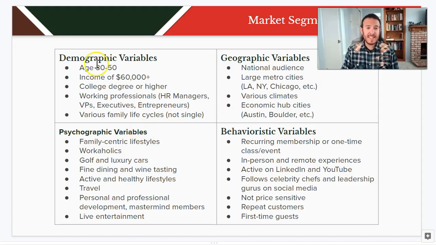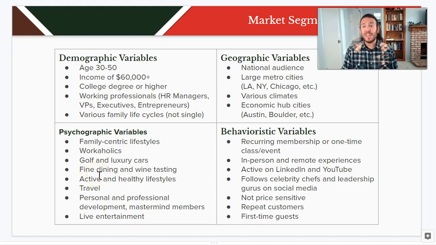Psychographic variables. So again, consider who our target audience is, what age range they are, and the fact that they're probably interested in our brand. What do they look like? A lot of family-centric lifestyles and workaholics. I know these don't seem like they go together, but a lot of times they do, because workaholics oftentimes work really hard so that they can support their family's needs. Your higher end folks, your corporate executives, maybe they're interested in golf and luxury cars. Because this is a cooking brand or a food brand, maybe they're interested in fine dining and wine tasting and these kinds of things. Oftentimes, we're going to have folks that are leading an active and healthy outdoors type lifestyle.